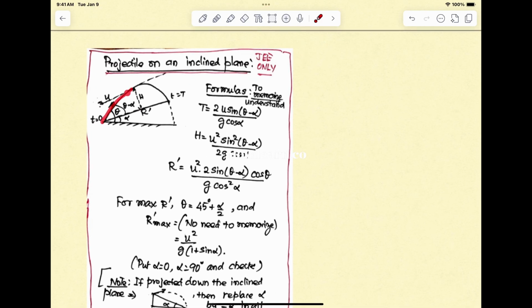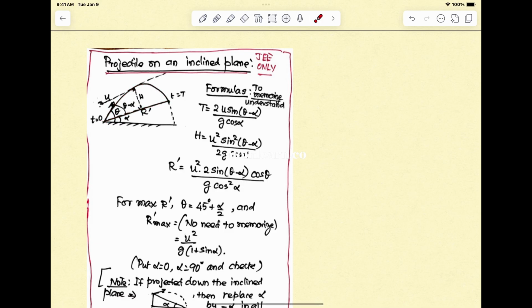What is the time of flight over this inclined plane, and what is the maximum height reached, and also what is the range r dash along the inclined surface? Therefore this is now the range. Let me just write, this is the range, this is the time of flight to go like this.